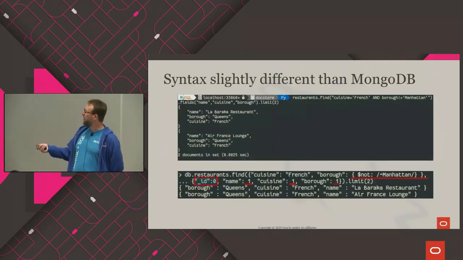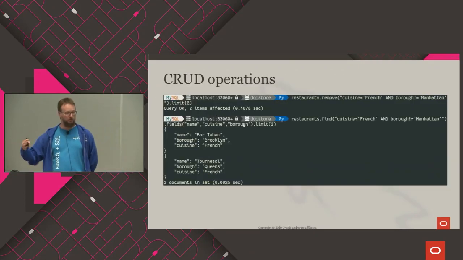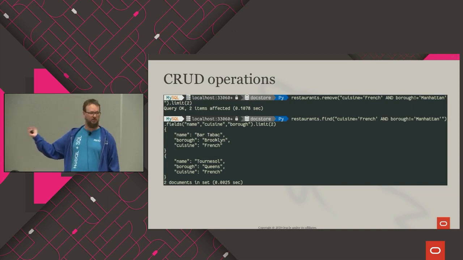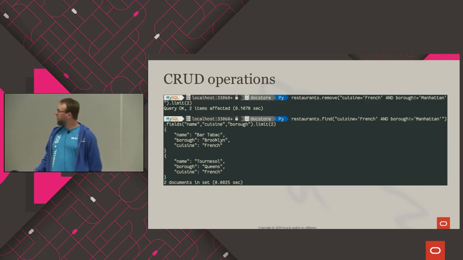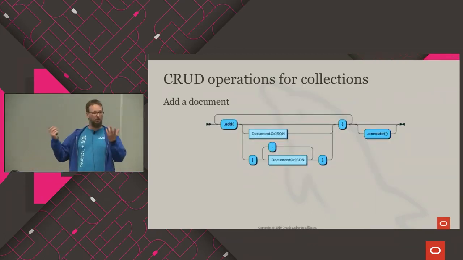Remember, the first two were La Baraka restaurant and Air France Lounge. Now, they are Bar Tabac and Tournesol. Because the two documents, we deleted them, right? It's just one easy operation. So this CRUD operation to work with the collection, right? We can use the add to add documents.